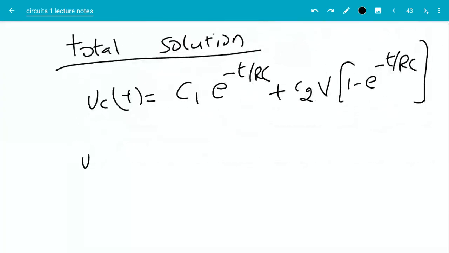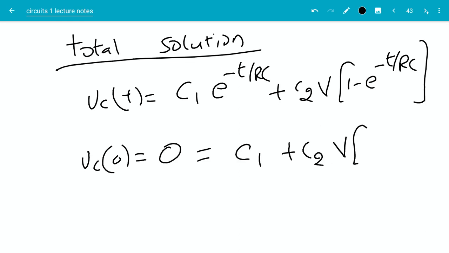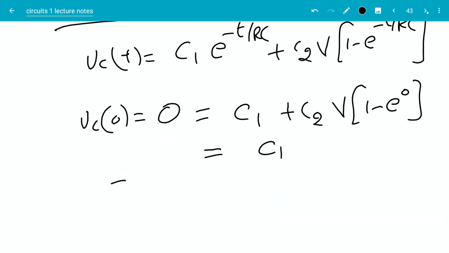So first I'm going to say Vc of 0 is equal to 0, and then substitute t equal to 0 on the right hand side. That will be c1 plus c2 times V times 1 minus e to the 0, right? So this right hand side will be equal to c1. So this implies c1 is equal to 0.